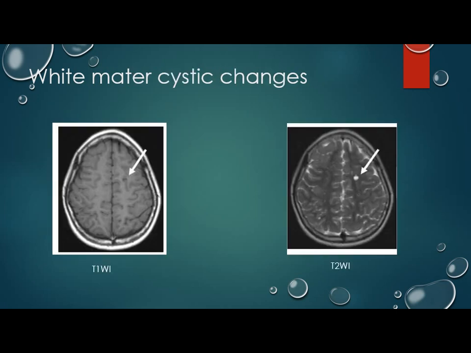White matter cystic change is due to degeneration of the white matter or due to dilatation of blood vessels. It is perivascular dilatation filled with CSF fluid. It has the same CSF signal intensity in both T1 and T2, hypo in T1 and hyper in T2. It has no clinical manifestation and no treatment.